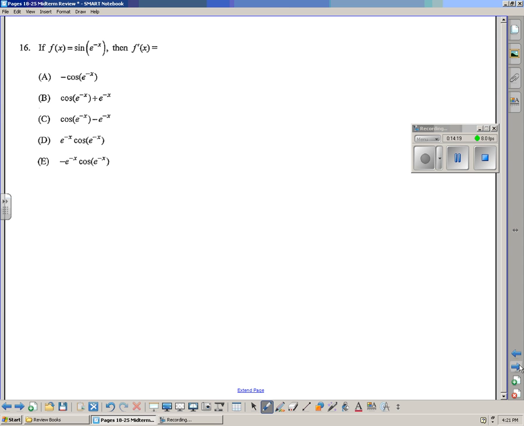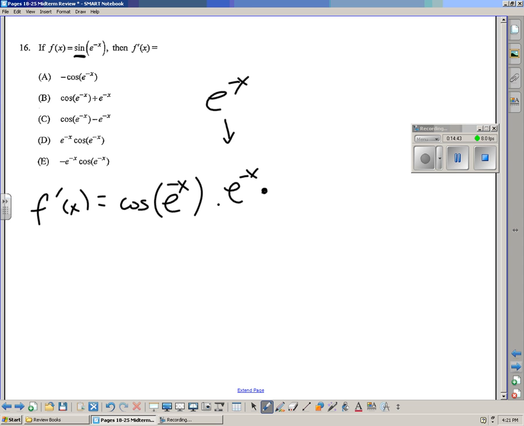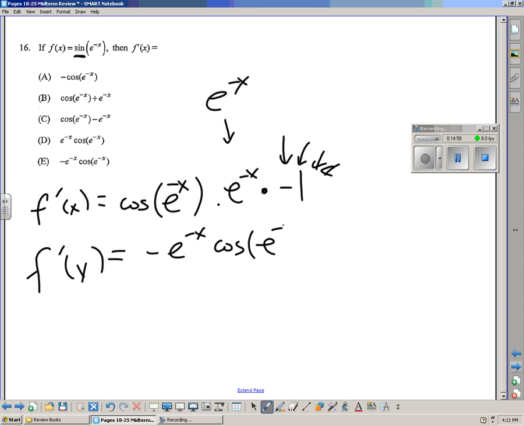16, f of x is sine of e to the negative x. F prime of x is. We have sine of e to the stuff. This is a double chain rule problem. So first we have sine of stuff. Derivative would be cosine of stuff. Then we must multiply that by the derivative of the stuff. Well, now we're working with e to the stuff. Derivative of e to the stuff is e to the stuff times the derivative of the stuff. Derivative of negative x is -1. This is where everybody forgets this. This is the important one that everybody misses. So f prime of x is equal to negative e to the negative x, cos of e to the negative x. Choice E.